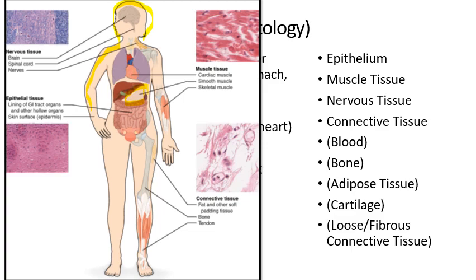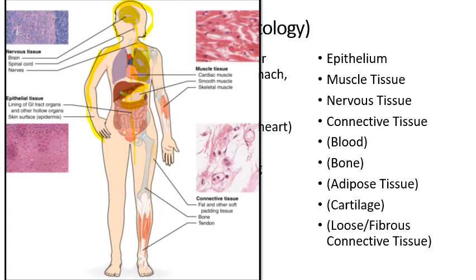So the tissue that lines the outside of the body is classified as epithelium, as well as the tissue that lines any of the hollow compartments. The tissue that lines the inside of the stomach is epithelium. The tissue that lines the inside of the lungs is epithelium as well. Okay, and then nervous tissue, that's the tissue that makes up the brain, the spinal column, and the nerves.